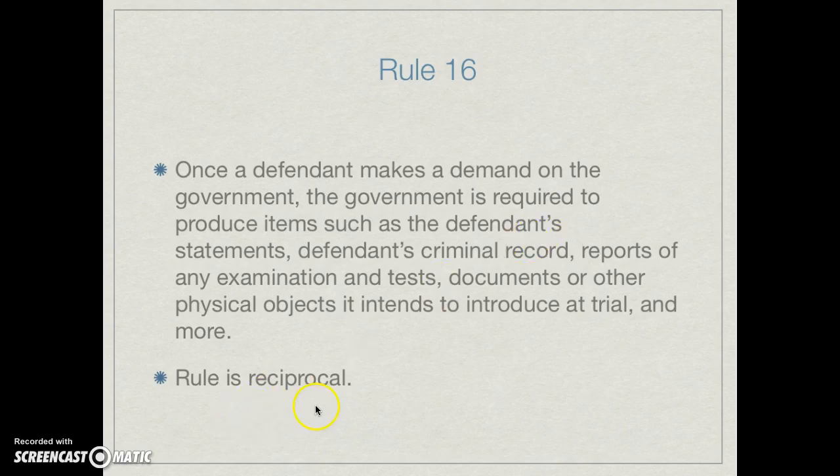Rule 16 is reciprocal, and the same thing applies. If, for example, the defense has something that exonerates one of the clients in our bank robbery case, they need to turn that over so the government can evaluate it and determine whether or not to move forward on a case against one of the bank robbers. So basically the rule is reciprocal. Okay, so pay attention to this. It's going to help you on that critical element dealing with discovery delay.